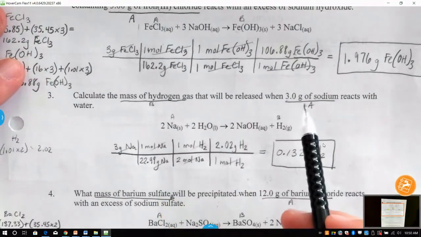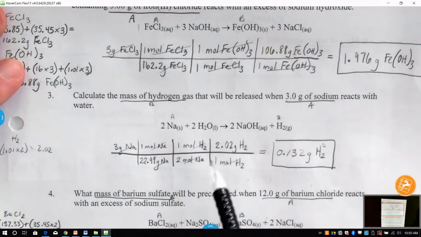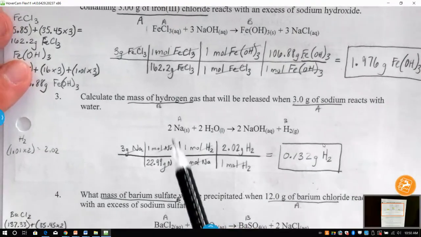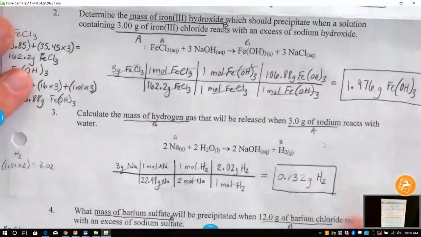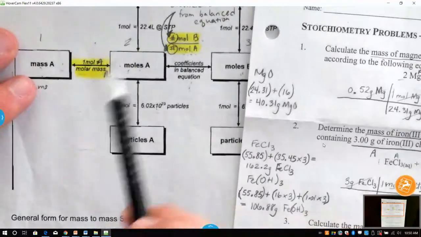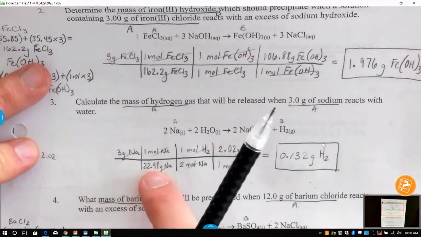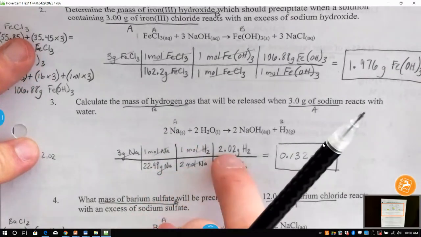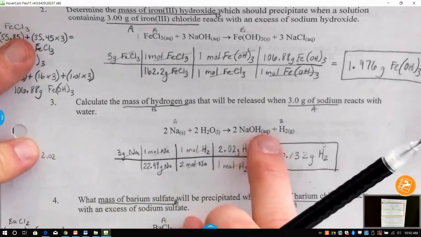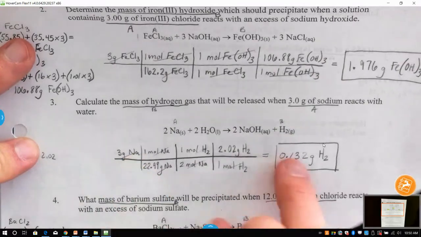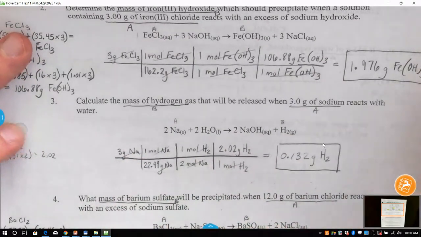Mass of hydrogen gas, 3 grams of sodium. We have our A and B. Take what you're given, put it in the starting spot. Again, following the chart: 1 mole on top, molar mass on the bottom, mole ratio, molar mass of the new substance on top, and 1 mole on the bottom. Multiply on top, divide by the bottom, get an answer.